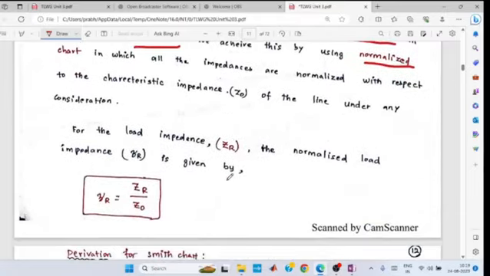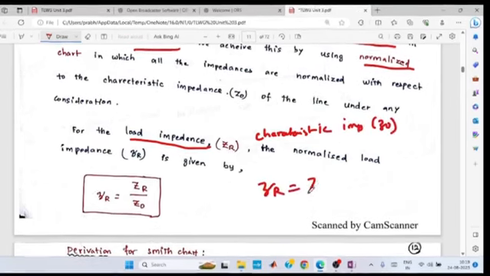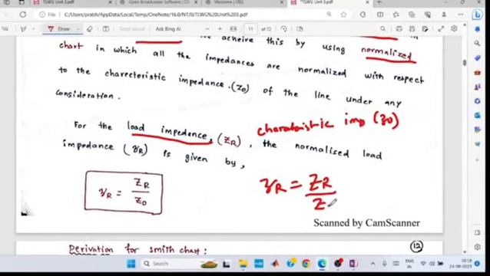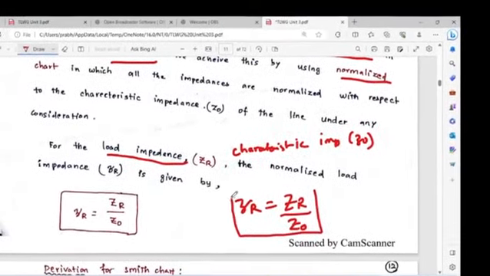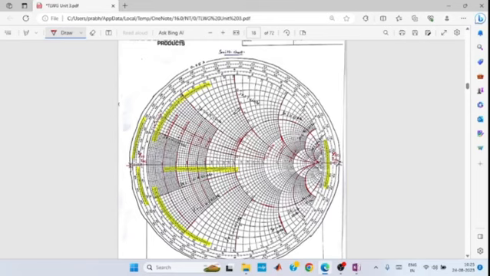Whatever the load impedance value is given, and whatever the characteristic impedance is given, the ZR has to be normalized with respect to the characteristic impedance Z0. That is, small zR equals capital ZR, our load impedance, divided by the characteristic impedance Z0. This is the meaning of normalization. This is a typical Smith chart.